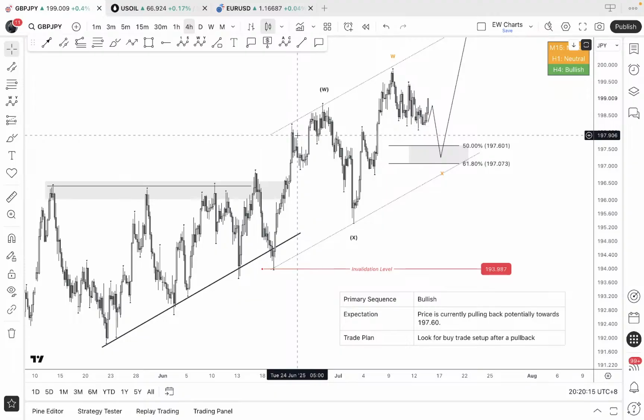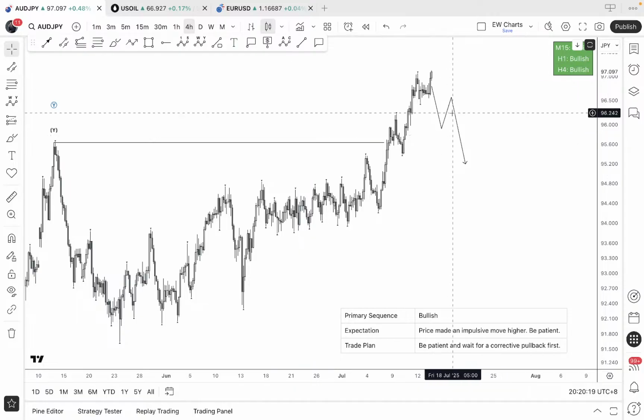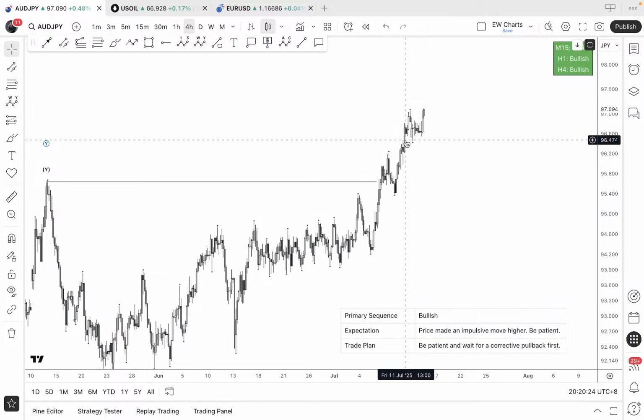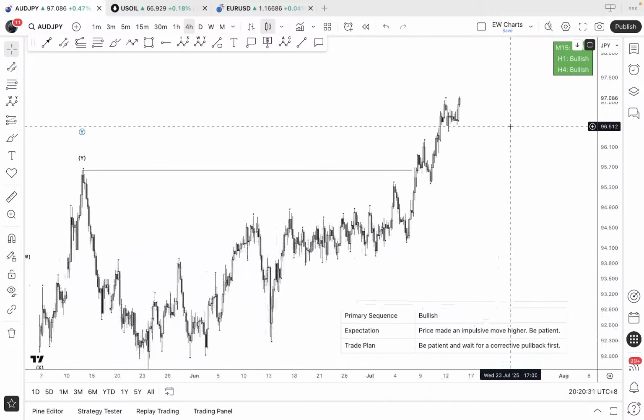Okay, Aussie Yen, we talked about it earlier. Be patient for now. Price is actually bullish, quite clear, but same thing: you don't want to be buying at the top. If you want to buy, always wait for the pullback. So just be patient on that.